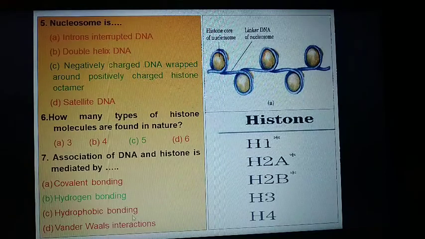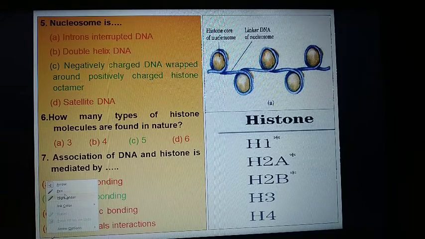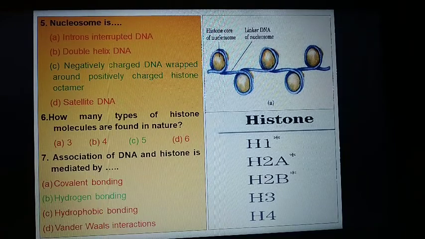Option D. So next, question number 5. What is a nucleosome? So the nucleosome is made up of what things? The right answer for this question is option C. A nucleosome is a negatively charged DNA wrapped around a positively charged histone octamer.